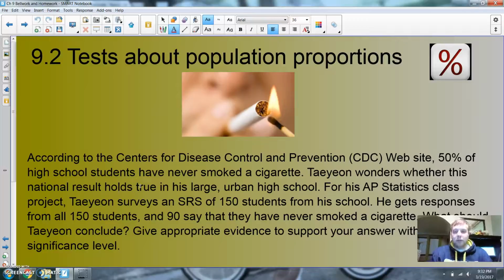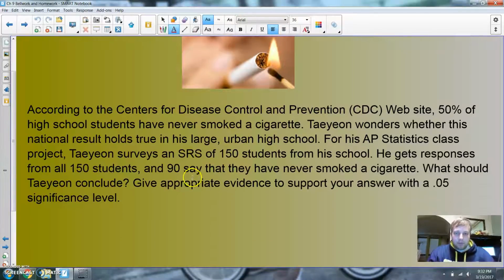Alright, ladies and gentlemen, I thought I'd put together a quick video on how to do a two-tailed test for population proportions. And so this is our last example. I know we didn't have enough time the other day.